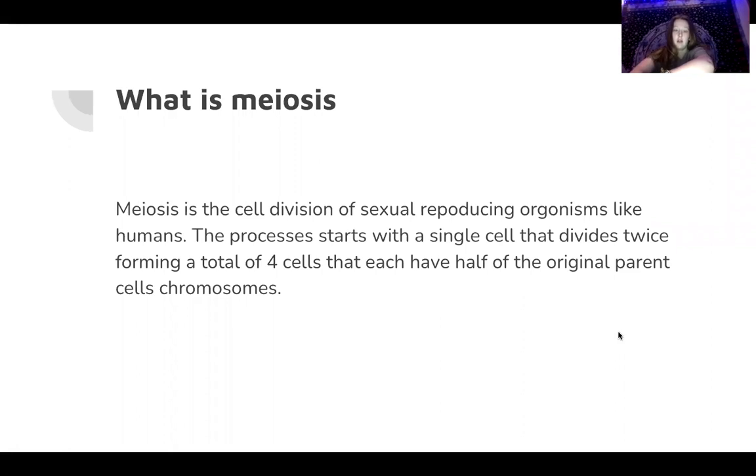Meiosis is cell division of sex reproducing cells. So you start with a single cell that divides twice, creating a total number of 4 cells. They're called haploid daughter cells. And each chromosome that you get is from each parent. You have 23 chromosomes from each parent, adding up to 46 total.